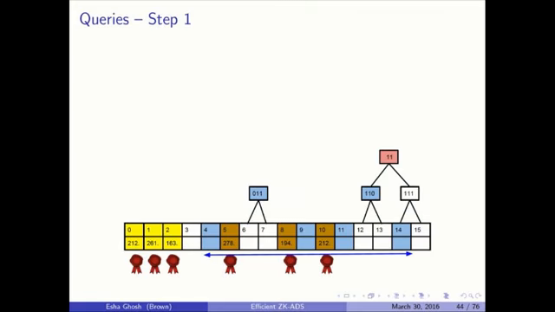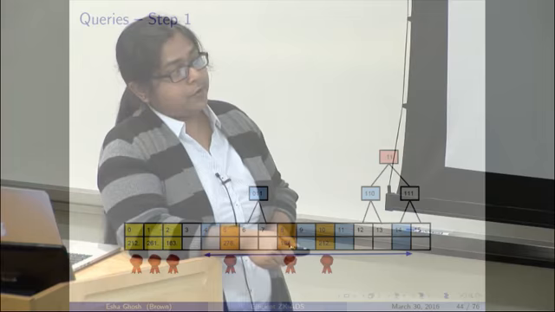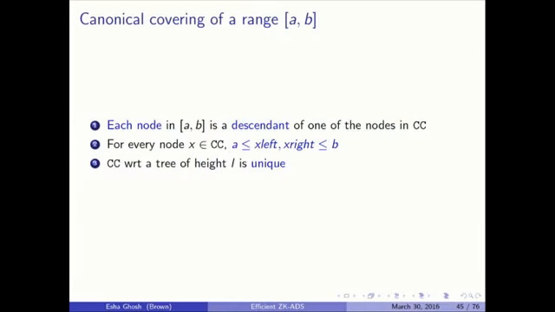Now when a query comes, let us say the query is 4 to 14, that is the client query phase. The server first returns these deep yellow key value signature pairs, those are the entries that are present in the data set. So it returns these to the client. Okay. And for the non-membership, let's first look at this idea of canonical covering for a range.